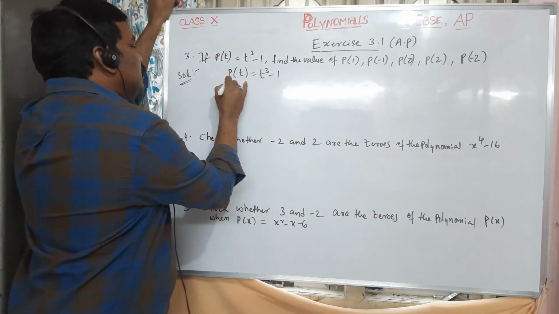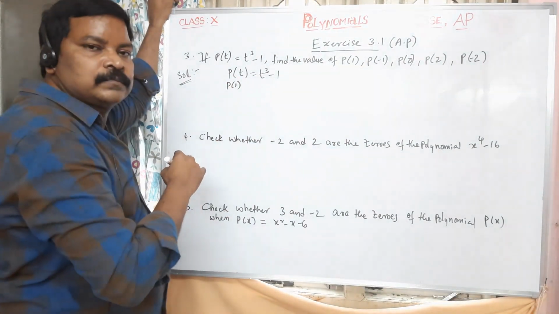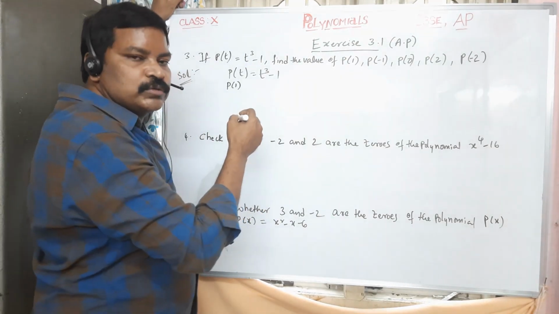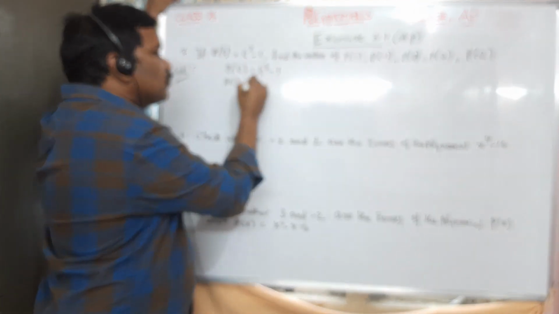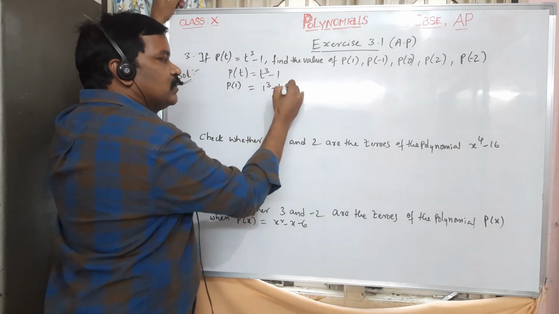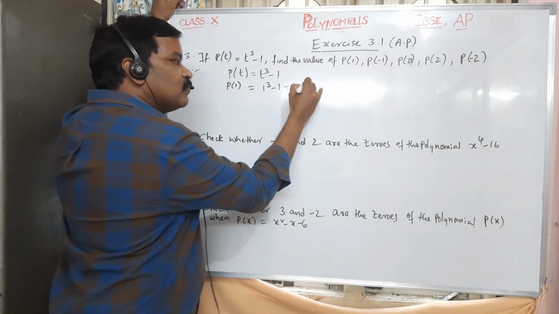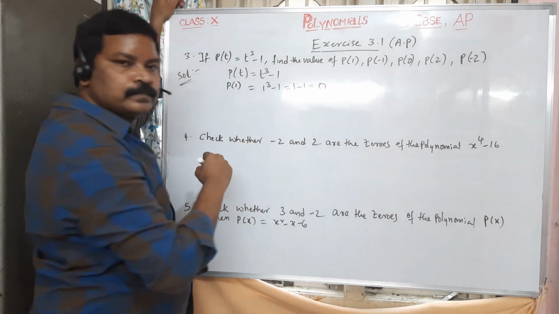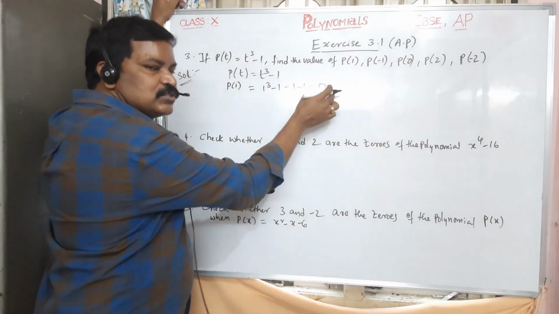First we have to find p of 1. That means substitute t is equal to 1 in the given polynomial. That means 1 cube minus 1. 1 cube is nothing but 1. 1 minus 1 is 0. So p of 1 is 0.